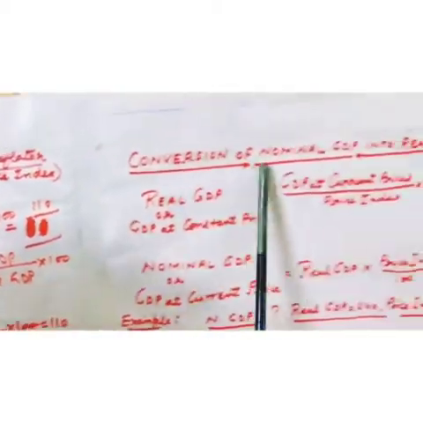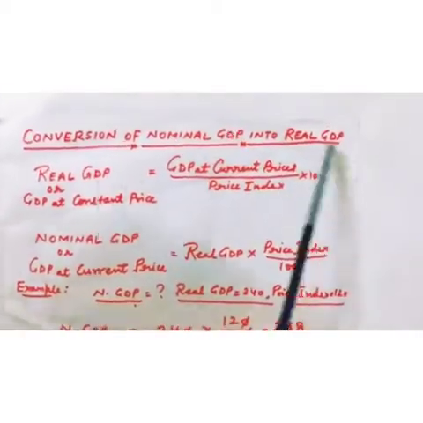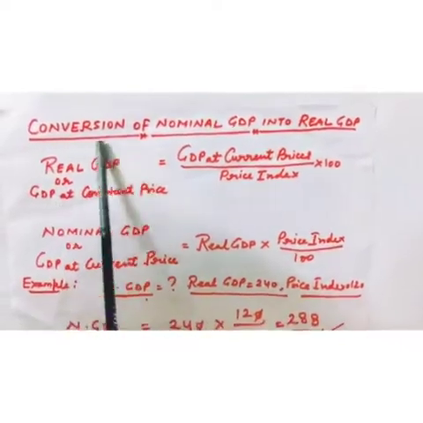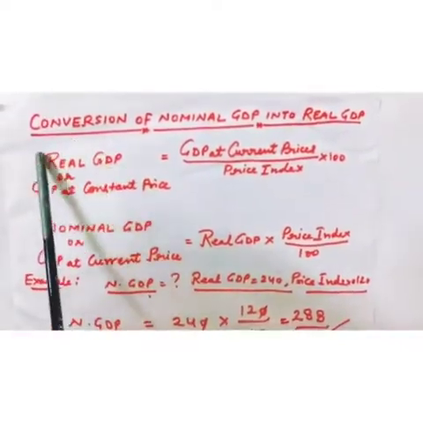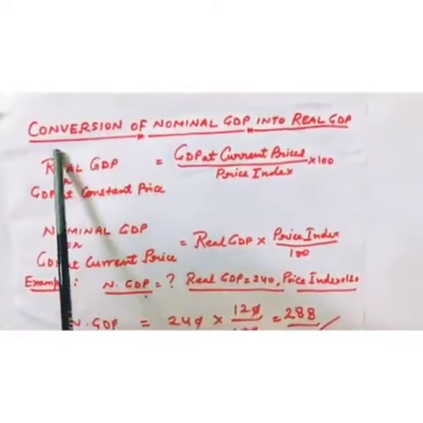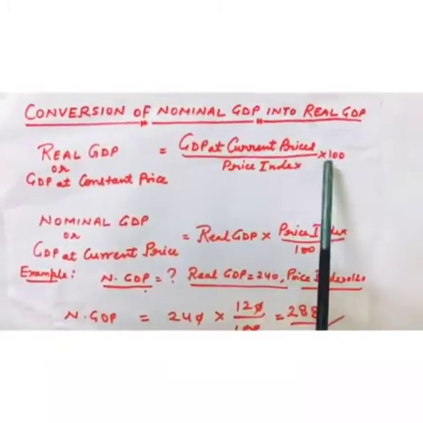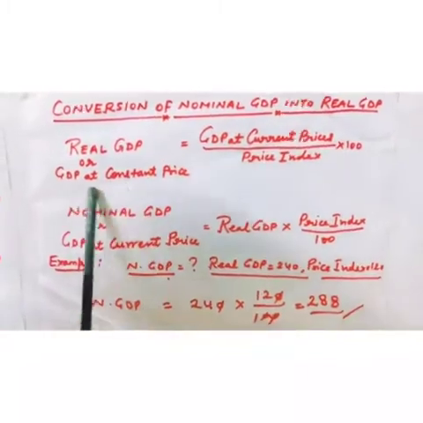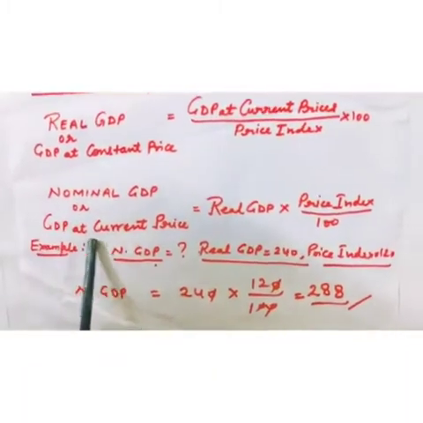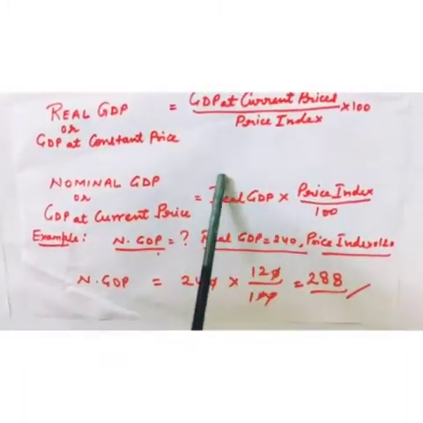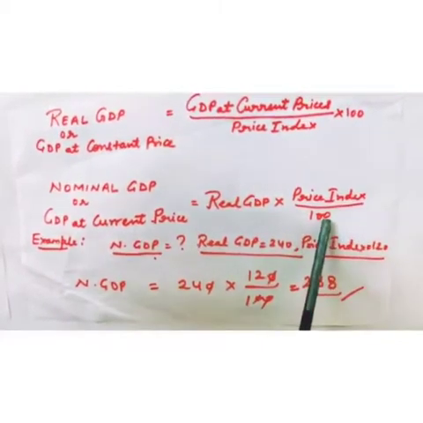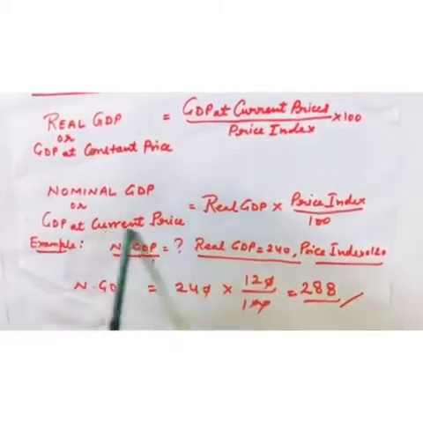Now come to conversion of nominal GDP into real GDP. If we want to convert nominal into real, we have to calculate real GDP is equal to GDP at current price upon price index into 100. If we want to calculate nominal GDP, that is GDP at current price, then real GDP into price index upon 100. We can see one more example.